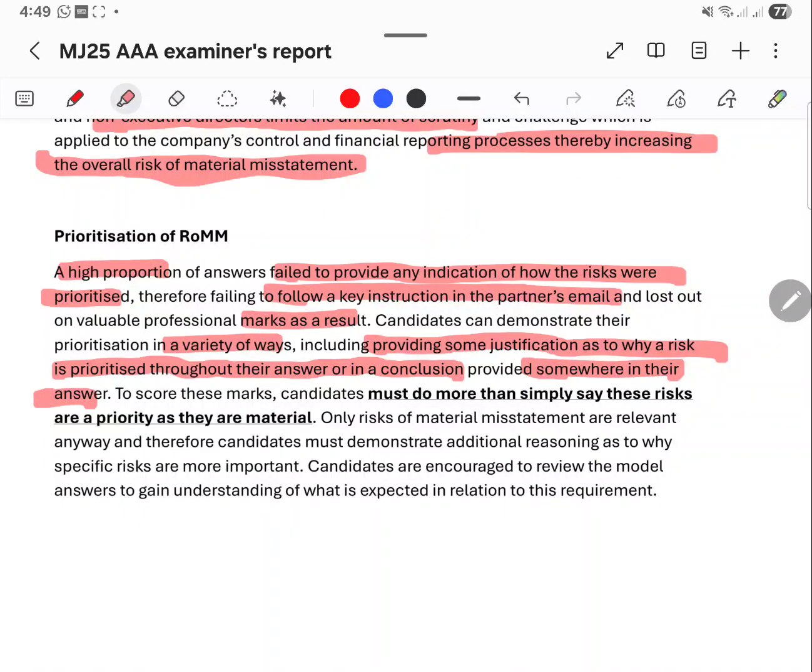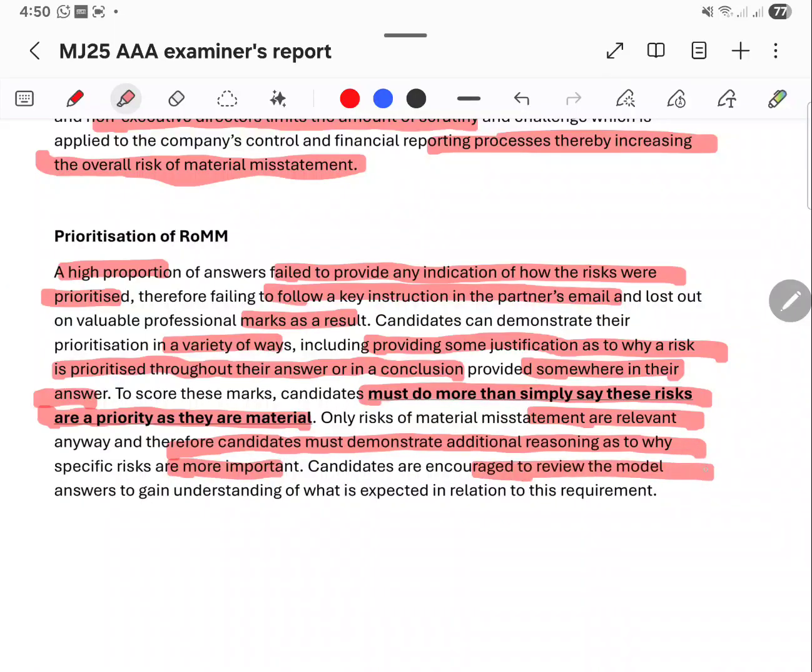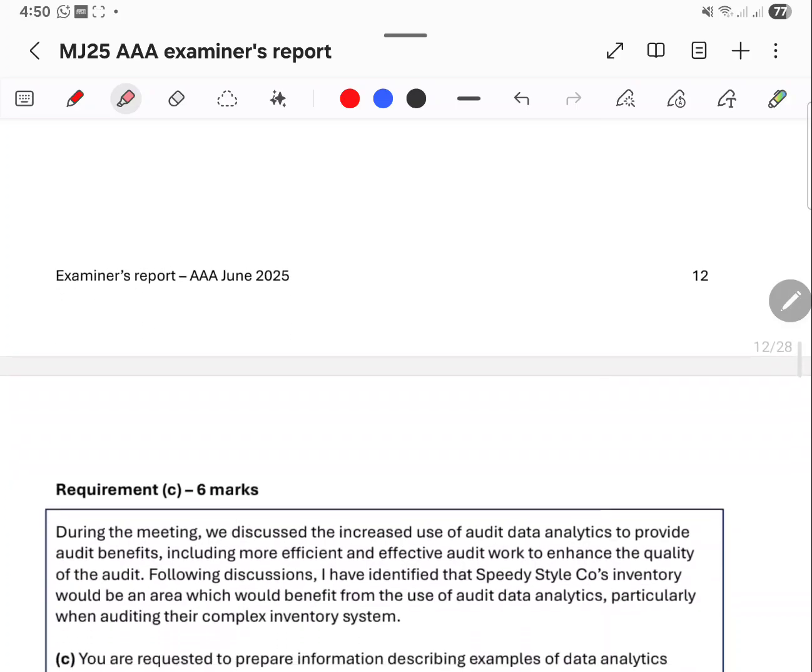To score these marks, candidates must do more than simply say this risk is a priority, as it is material. Only risks of material misstatement are relevant anyway, and therefore candidates must demonstrate additional reasoning as to why specific risks are more important. Candidates are encouraged to review the model answers to gain an understanding of what is expected in relation to the requirement.